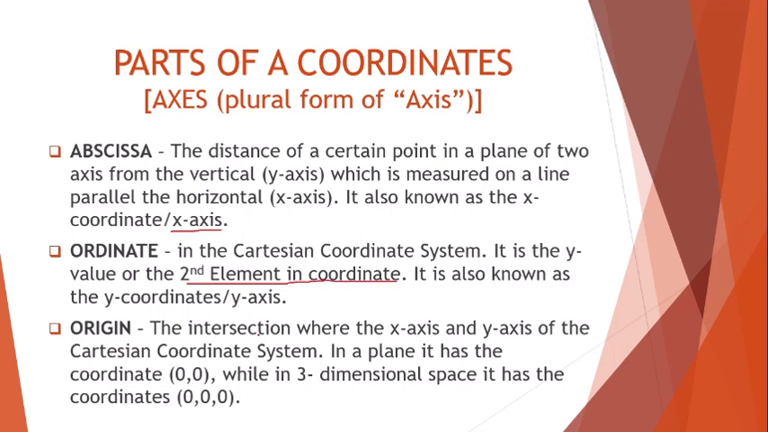Origin is the intersection between the x-axis and y-axis of the Cartesian coordinate system in a plane. It has the coordinates 0, 0, while in three-dimensional space, it has the coordinates 0, 0, 0. This is the x, y, and okay.